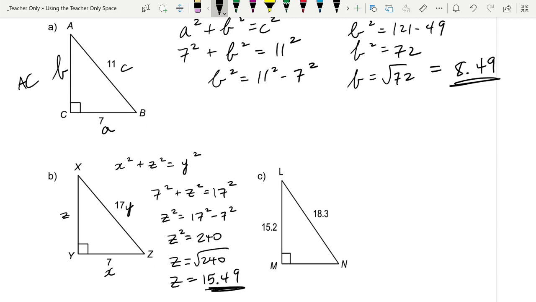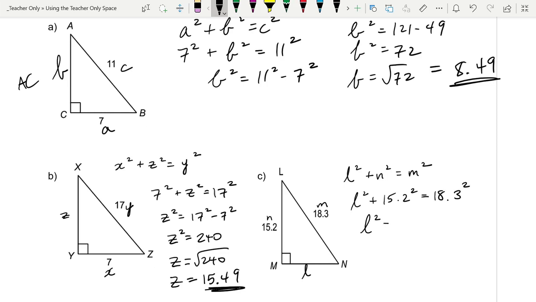And this one's actually got a decimal. I would call this little n, I'd call this little m, and I'd call this little l. And according to Pythagoras, L squared plus N squared equals M squared. Would it matter if you switch the L and the N? No, not at all. So L squared is what I'm looking for. 15.2 squared is equal to 18.3 squared.